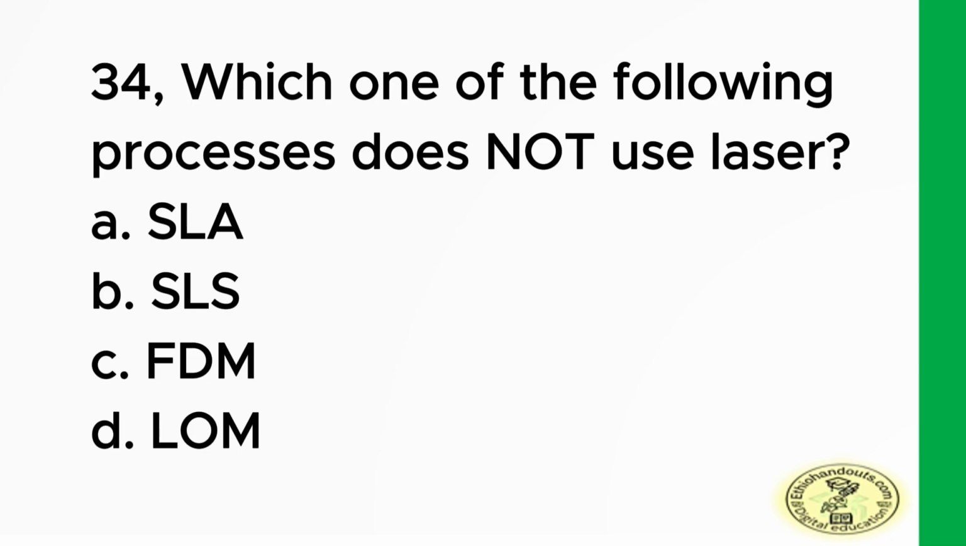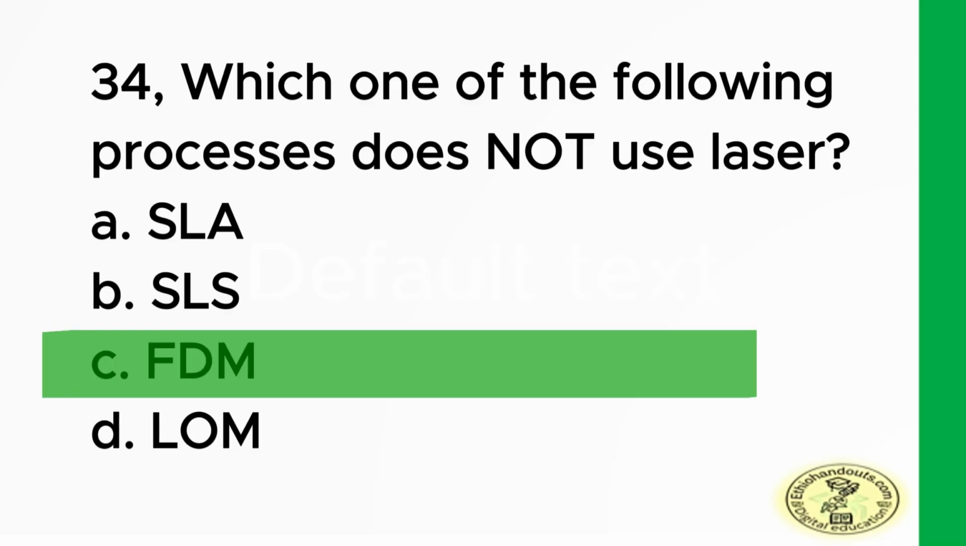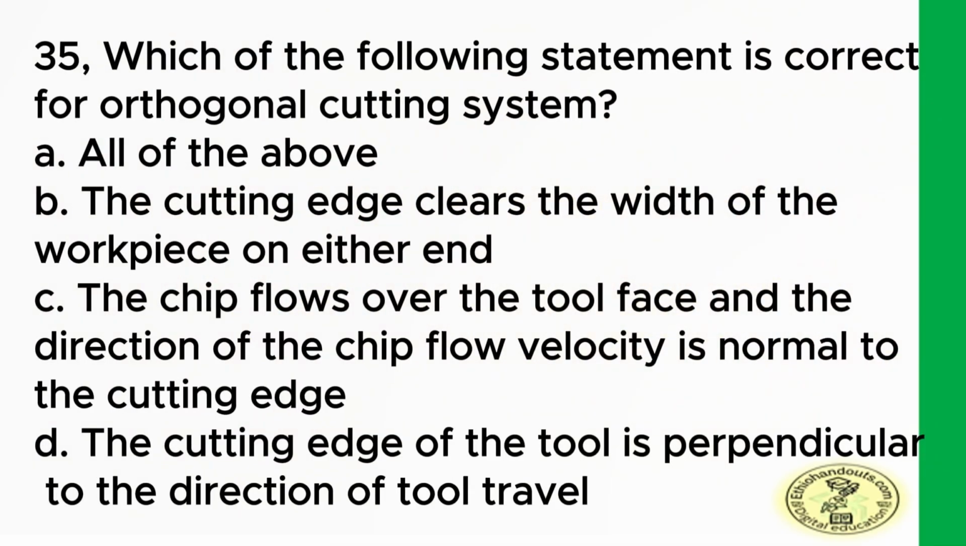A. SLA, B. SLS, C. FDM, D. LOM. The correct answer is C. FDM. 35. Which of the following statement is correct for orthogonal cutting system? A. All of the above. B. The cutting edge clears the width of the workpiece on either end. C. The chip flows over the tool face and the direction of the chip flow velocity is normal to the cutting edge. D. The cutting edge of the tool is perpendicular to the direction of tool travel.